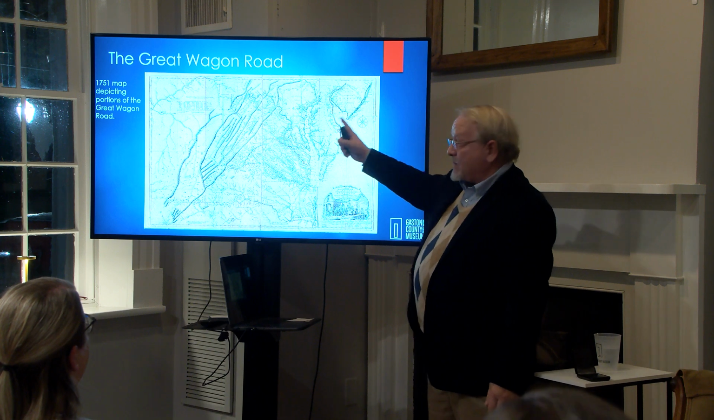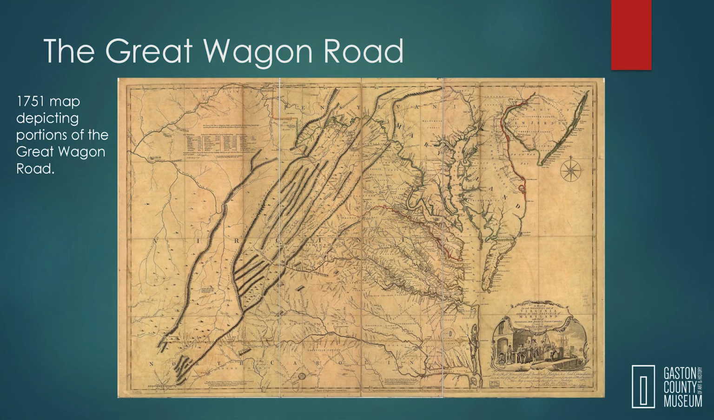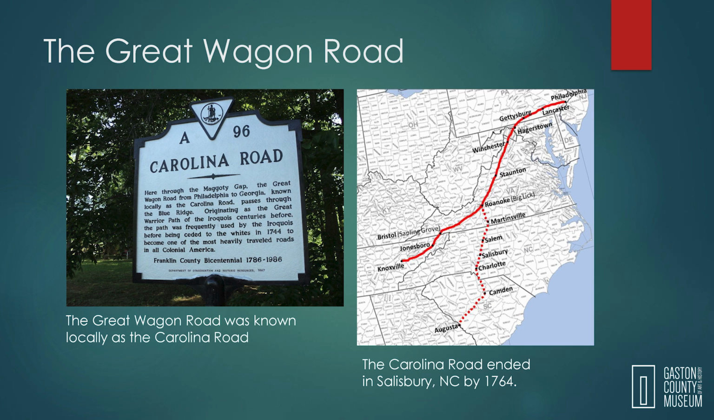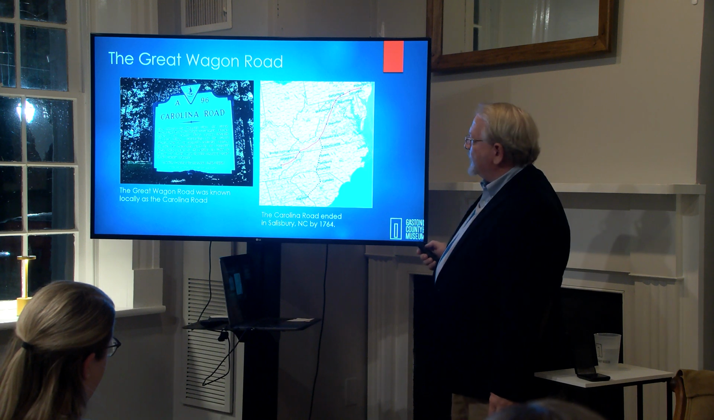This is an actual map they may have used in 1751, showing some of the Great Wagon Road. And then later on, because the wagon roads were ending in North Carolina, it became known as the Carolina Road. The farther south you went, the more often it was called the North Carolina Road. By 1764, it kind of stopped around Salisbury, but then later it extended even into South Carolina and into Georgia.